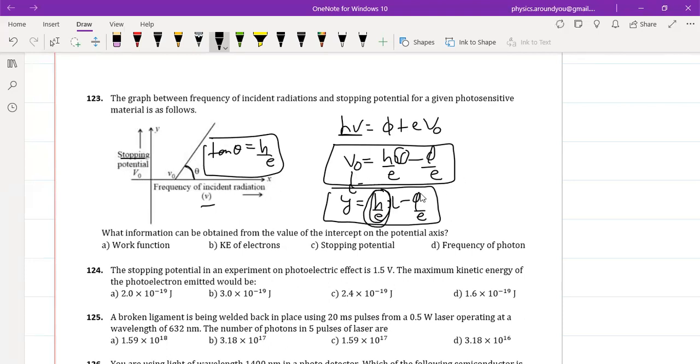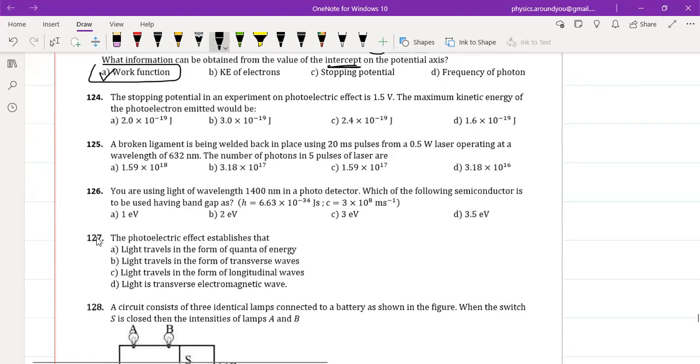And what is the intercept? Intercept is phi by e. So what would the intercept be giving you on the potential axis? It would be giving you phi. Phi is nothing but the work function. Only if you can rearrange and compare this with the standard line equation y equals mx plus c will you arrive at the right answer. 123 goes with A. Now, question number 124.